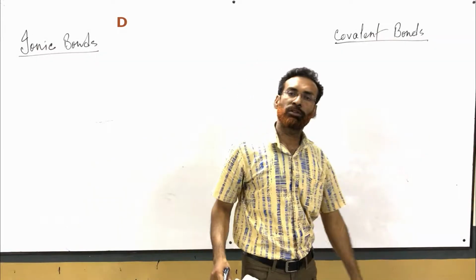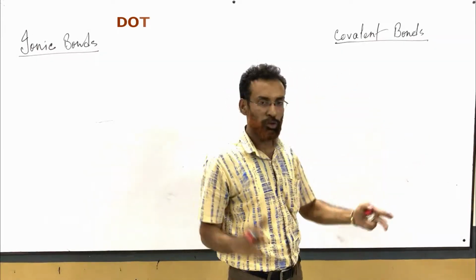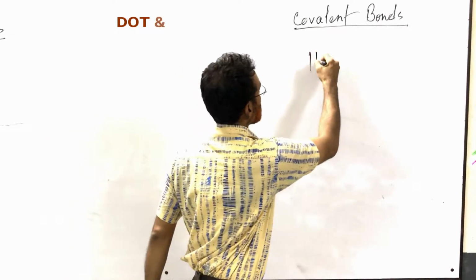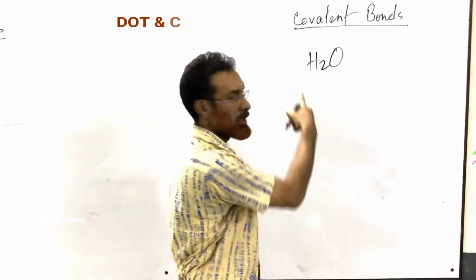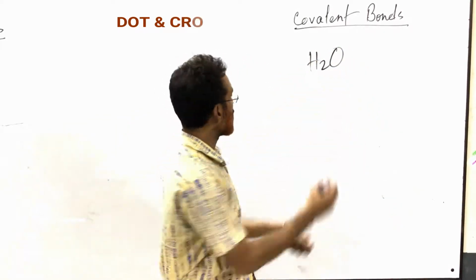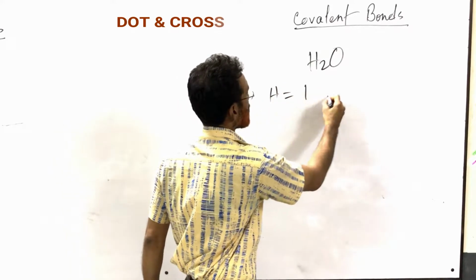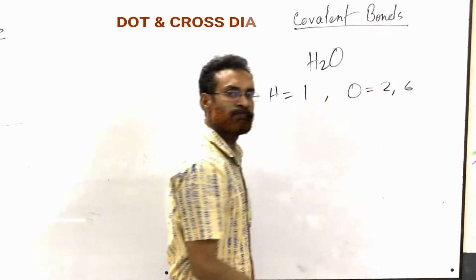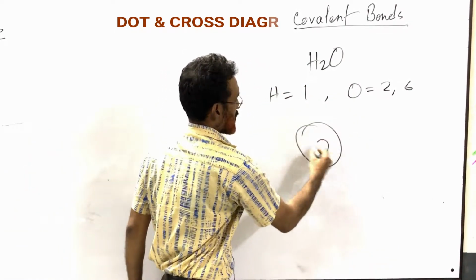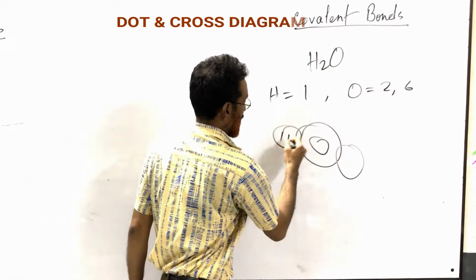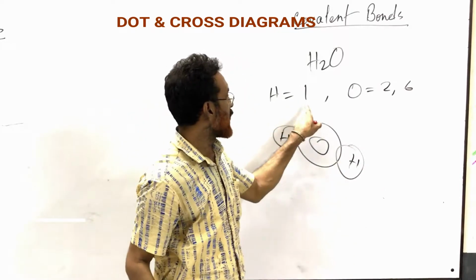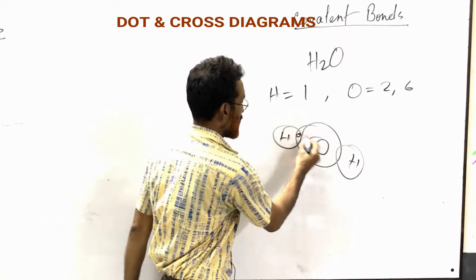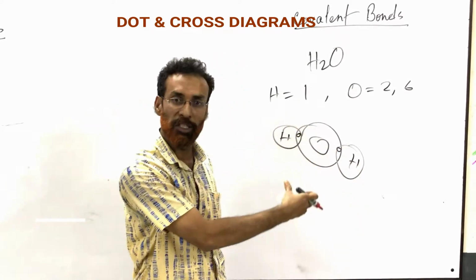So now let's see the dot and cross diagram of a covalent bond between 2 different atoms. I write water. Here you see hydrogen bonds with oxygen. Dot and cross diagram: hydrogen 1 and oxygen 2, 6. So let's draw oxygen, hydrogen. Here you see hydrogen has 1 electron. 1 is here, 1 is here, given in the common space for sharing.